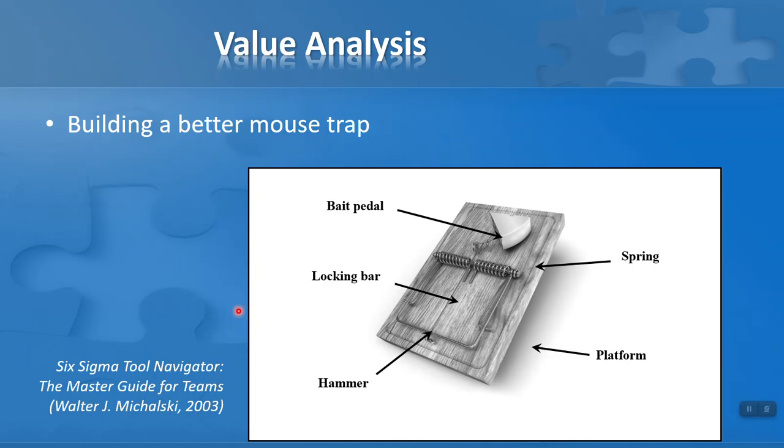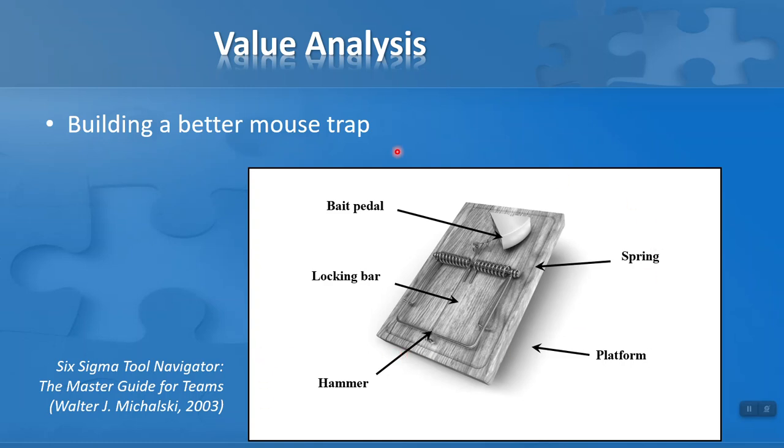Let's take a look at a more elaborate example here. The great Ralph Waldo Emerson, to whom it's attributed, once said that if you build a better mousetrap, the world will beat a path to your door. So I have a diagram of a mousetrap here, and apologies in advance to anybody who might feel a little bit squeamish about using a mousetrap as an example. But this example is taken from Walter Michalski's 2003 book, The Six Sigma Tool Navigator, The Master Guide for Teams. An excellent book if you can get your hands on it.